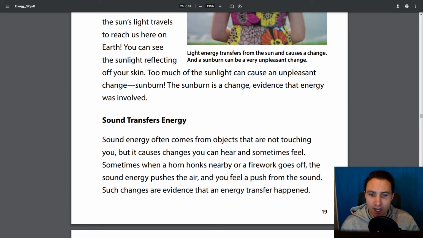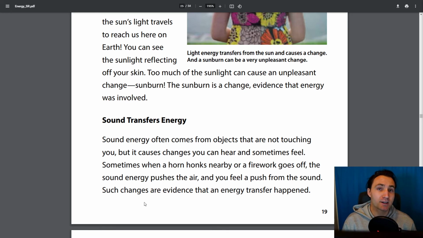Sound energy often comes from objects that are not touching you, but it causes changes you could hear and sometimes feel. Sometimes when a horn honks nearby or a firework goes off, the sound energy pushes the air and you feel a push from the sound.